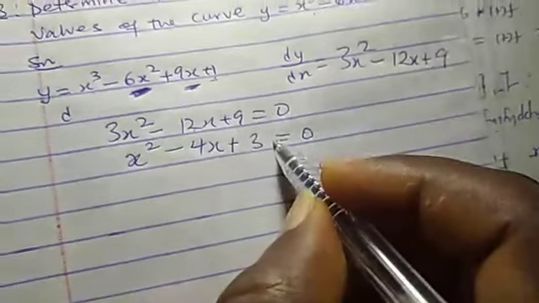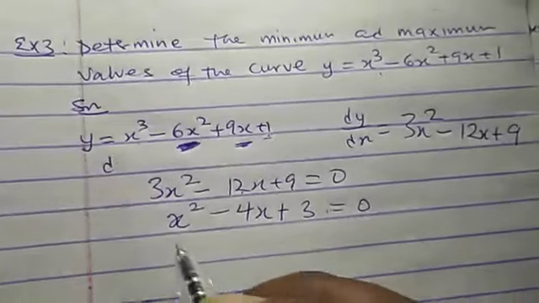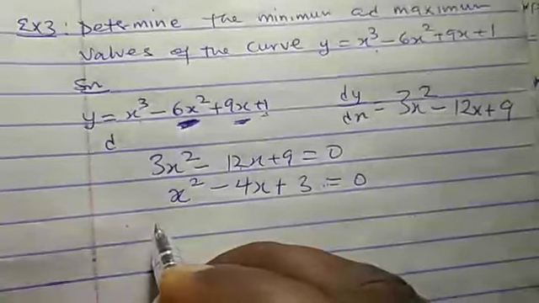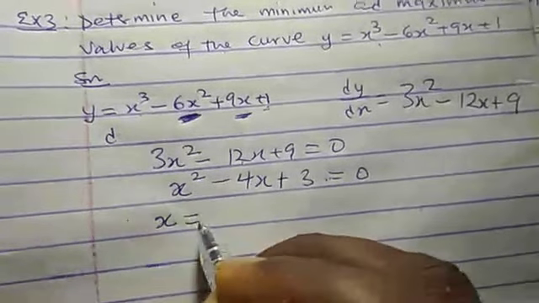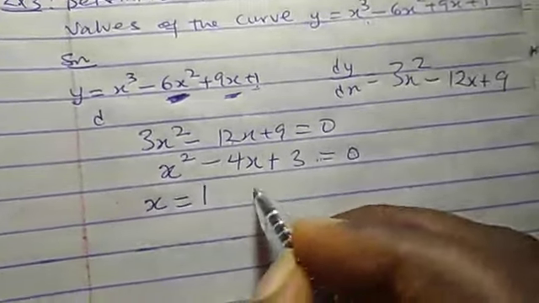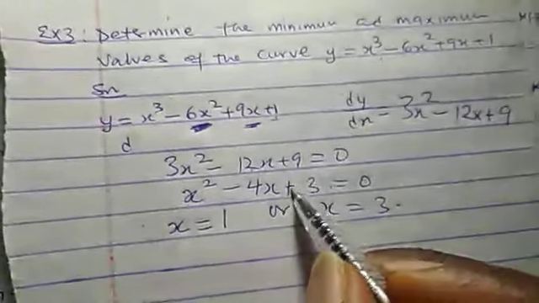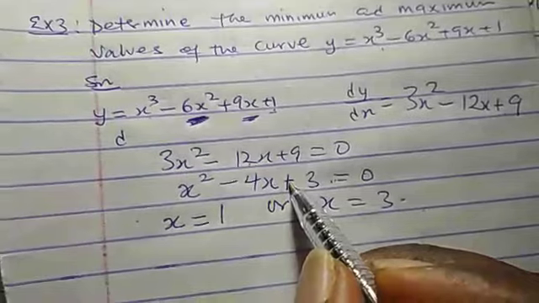So this one leads to a quadratic equation. Now at this level, I don't think I should be explaining the quadratic equation for you. When we solve the quadratic equation, we are going to have that s is equal to 1 or s is equal to 3. That's the solution of this quadratic equation.